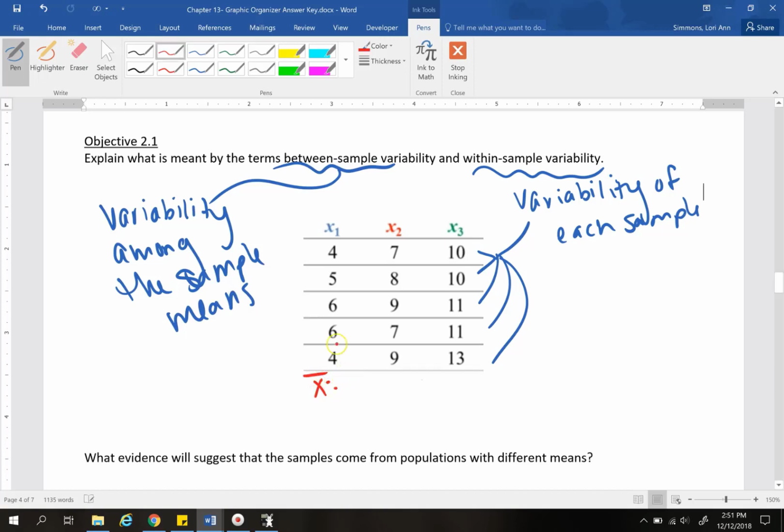So if you calculated each of these means, add these together and divide by the amount of numbers that are there, this would be 5, this would be 8, and this would be 11. The between sample variability is the variability between the means.